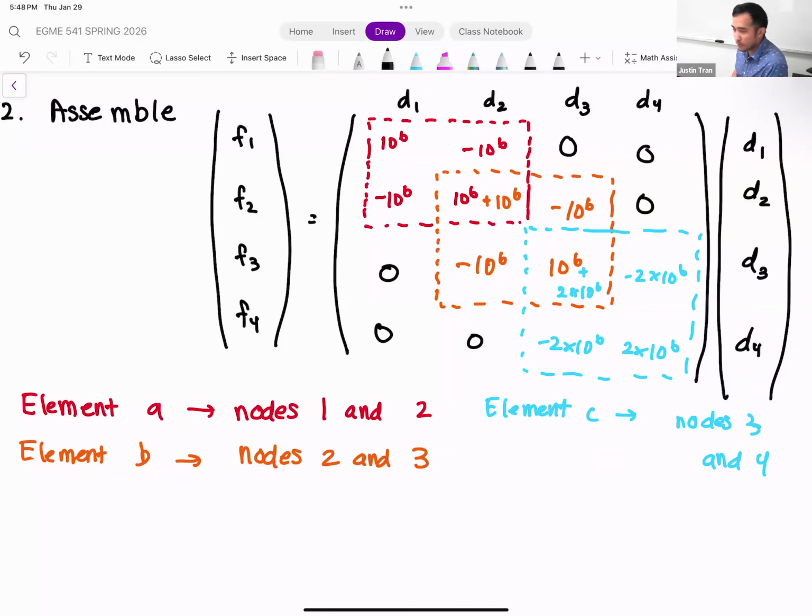All right, and so of course, wherever you have the overlapping boxes, you can go ahead and add those together to simplify. In the first one, we have 10 to the 6 plus 10 to the 6. That's going to be a 2 times 10 to the 6. And then the bottom one, we have 10 to the 6 plus 2 times 10 to the 6, which is going to be 3 times 10 to the 6.